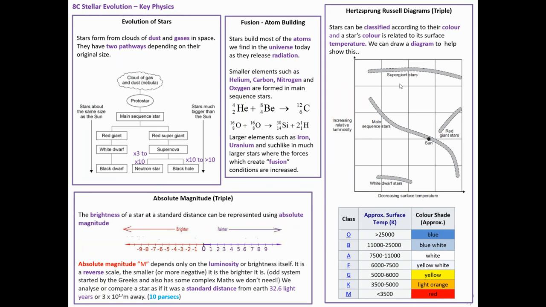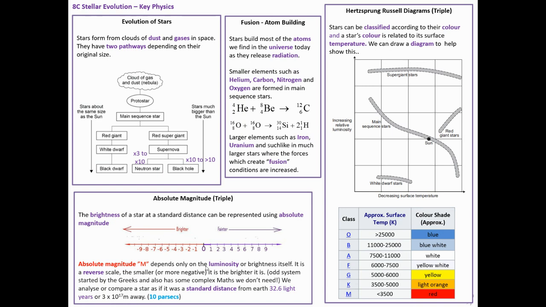Hertzsprung-Russell diagrams. Now, these are really quite cool. So now, to understand that, you've got to understand that there's surface temperature difference and color differences and luminosity differences in stars. And what you've got to learn effectively is this diagram. Now, weirdly, it's got a decreasing surface temperature going outwards and an increasing luminosity. And what we find is that when we have these supergiant or red giants or main sequence or white dwarfs, they form a certain pattern, which is kind of cool. You've just got to learn it and be able to sketch it out.